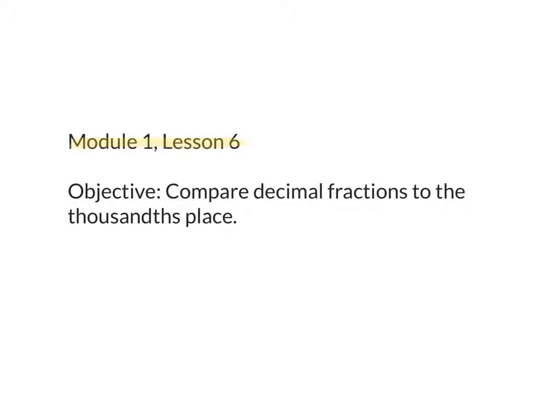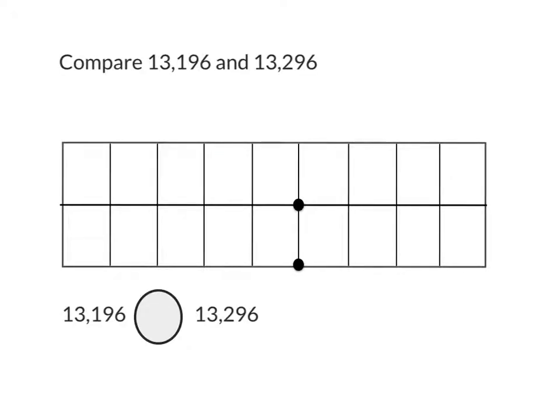Today we are working in Lesson 6, Module 1, and the objective today is for us to be able to compare decimal fractions to the thousandths place. If we take a look at our first problem, we see that we're comparing the numbers 13,196 and 13,296.